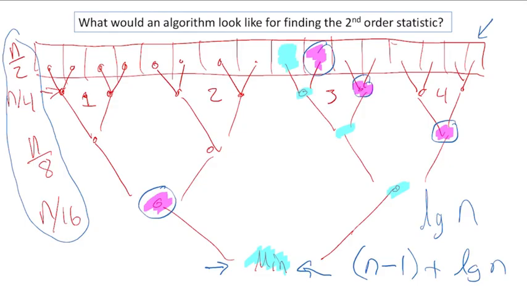So why do I bring up finding the second order statistic? Just to show you how tedious it can be to end up with a linear algorithm using this kind of method. And this is linear because if I'm looking at this equation here, the highest order term there is going to be n. So this log of n term on the far right will be subsumed by n. We've got a linear algorithm there.